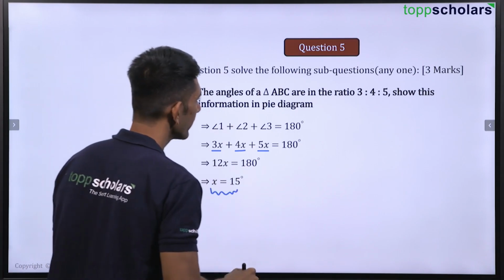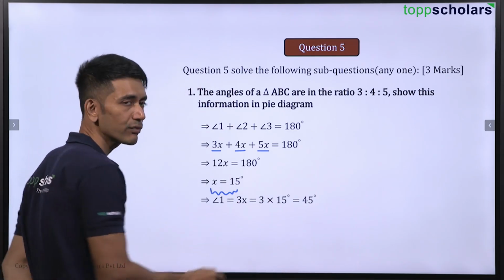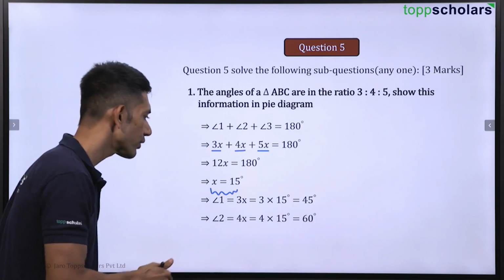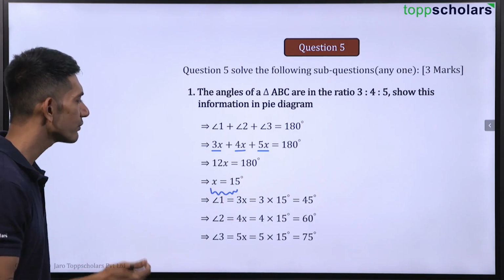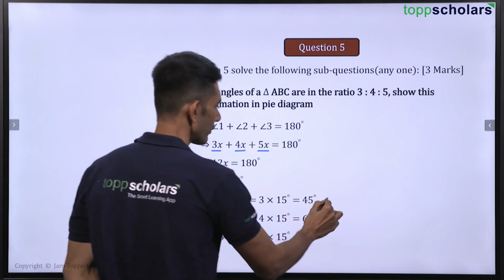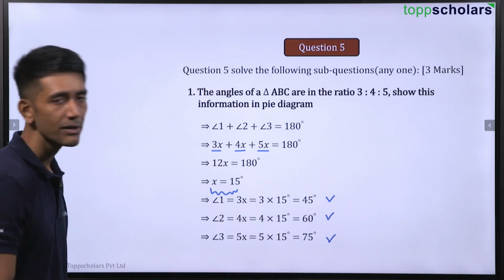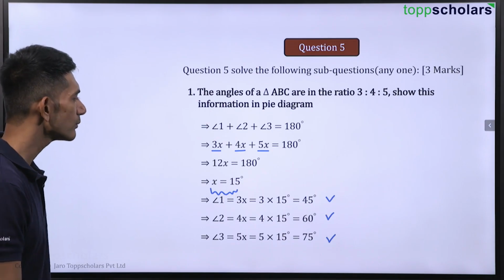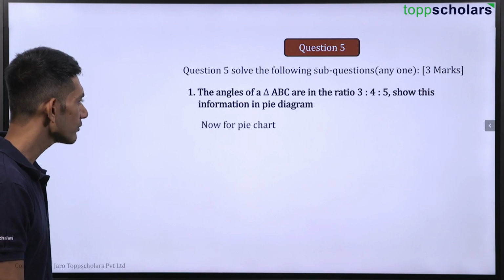If x is 15 degrees, how much will be 3x? Angle 1 is 3x, that is 3 into 15, 45. Angle 2 is 4x, that is 4 into 15, 60 degrees. And angle 3 is 5x, that is 5 into 15, 75 degrees. So 45 degrees, 60 degrees, 75 degrees. We got the measure of all three angles. Now we are supposed to show this in terms of a pie diagram, right?